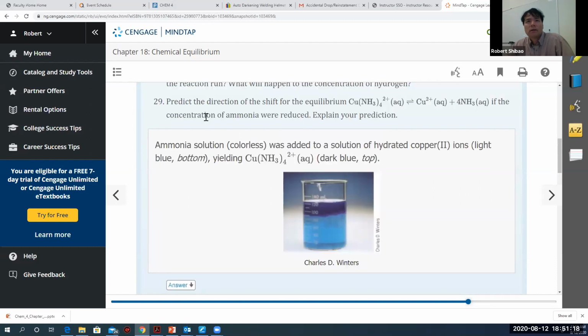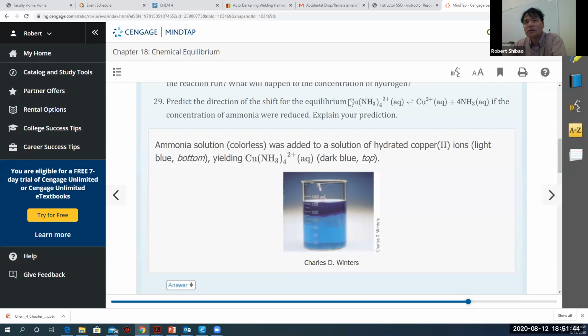So if we reduce the concentration of ammonia here, then we're going to have less of the deep blue color because this equilibrium will shift to the right. And so if we decrease the ammonia concentration, we'll revert to light blue. This is light blue here, copper 2 aqueous. This is deep blue here. We can shift it either way.